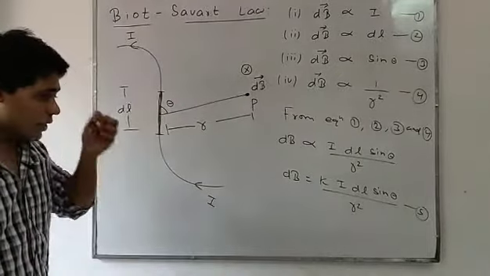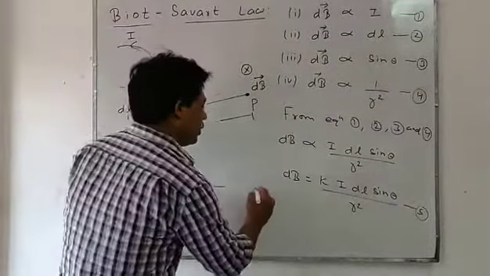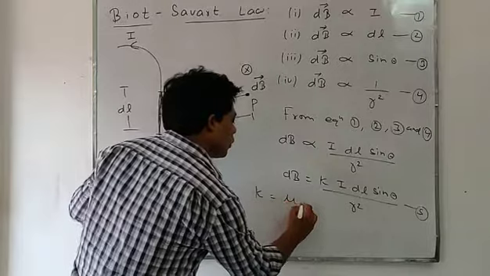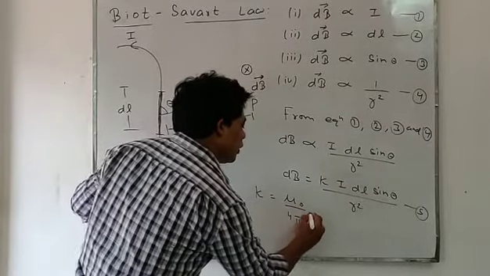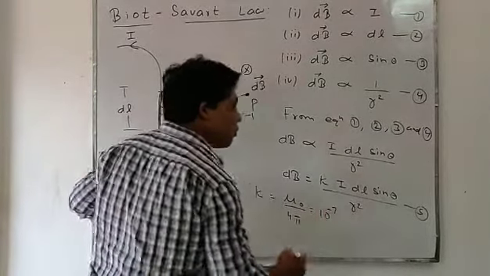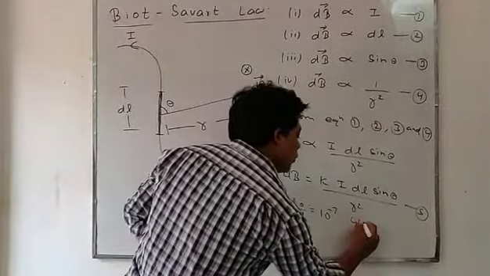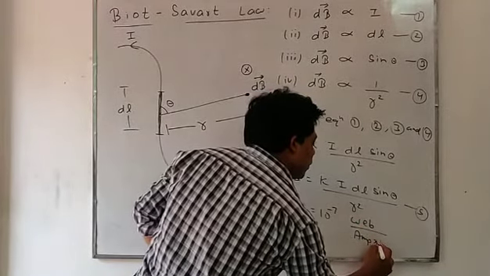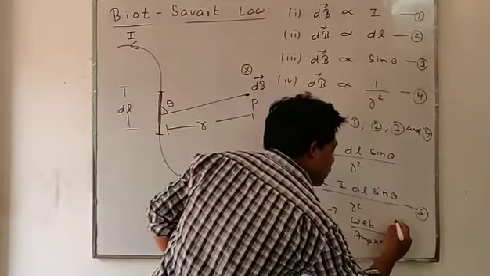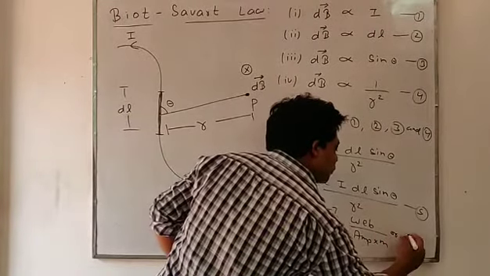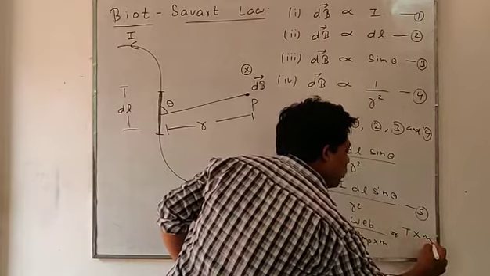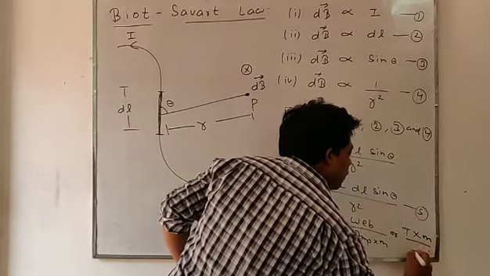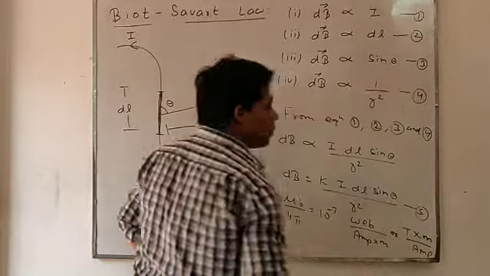Now students, where k is a constant, and k has the value mu naught upon 4 pi, which is 10 raised to the power minus 7 Weber per ampere meter. Or one more unit we can take, Tesla meter per ampere.